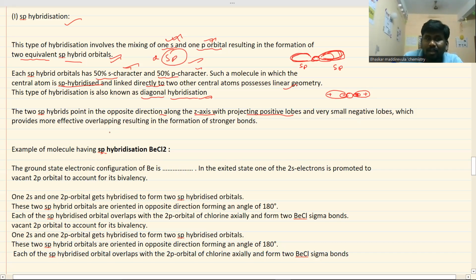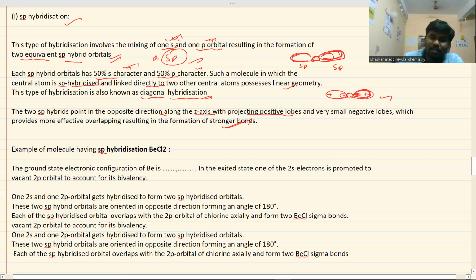This type of orbital possesses more effective overlap, and sp hybrid orbitals form very strong bonds by overlapping with other orbitals. Whether they overlap with other hybrid orbitals or with atomic orbitals depends upon the molecule. But keep in mind, only orbitals of the central atom undergo hybridization, not the surrounding atoms' orbitals.